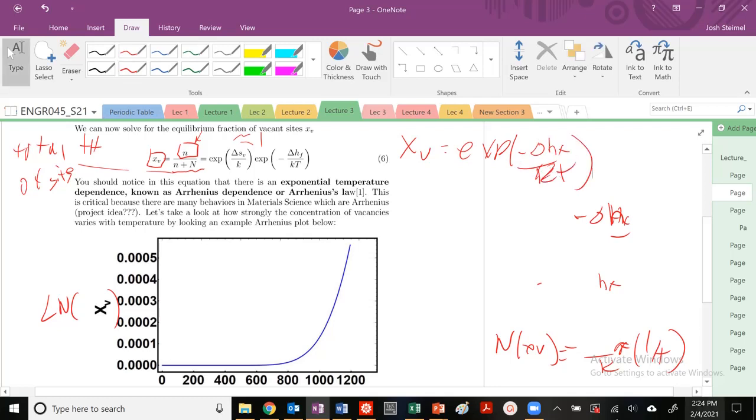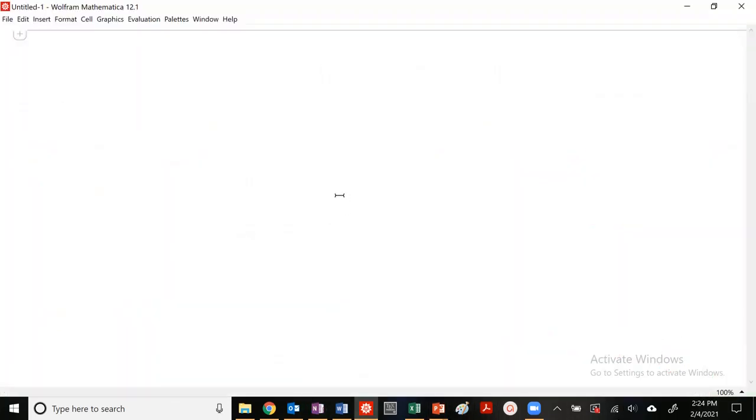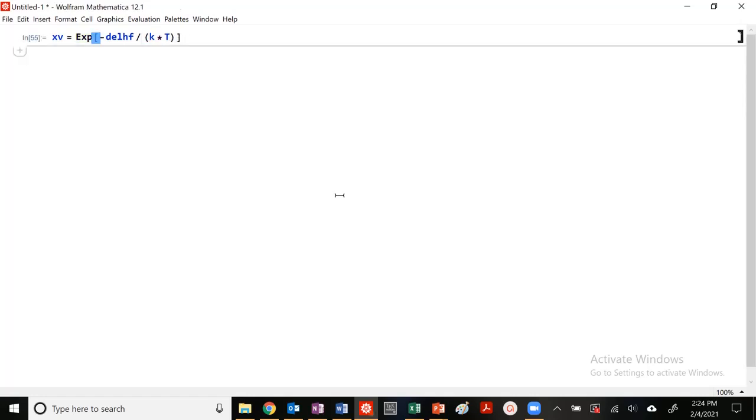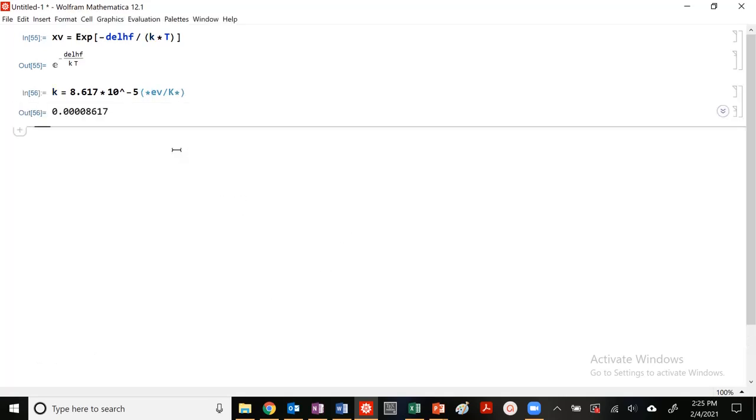So let's go ahead and calculate some values in Mathematica. This is my expression: XV equals exponential of minus delta HF divided by K times T. K is my Boltzmann's constant. It could be 1.38 times 10 to the minus 23, or 8.617 times 10 to the minus 5, and that is in eV per Kelvin. So that is going to be my Boltzmann's constant there.